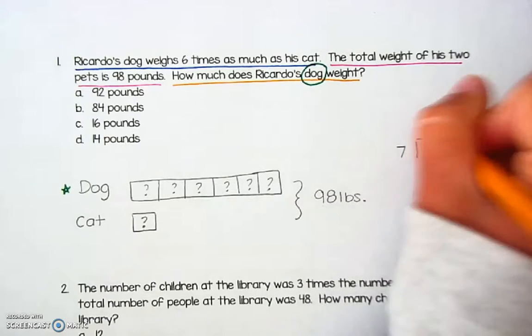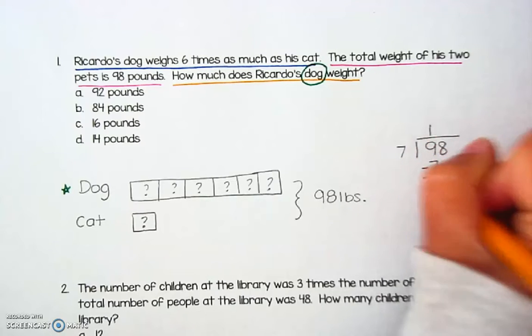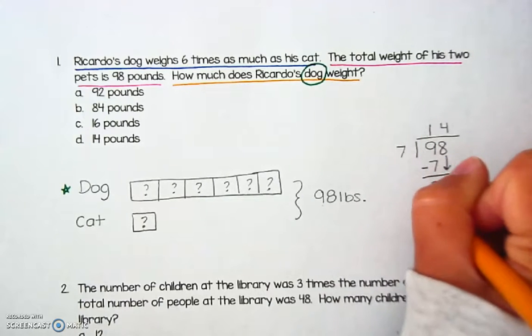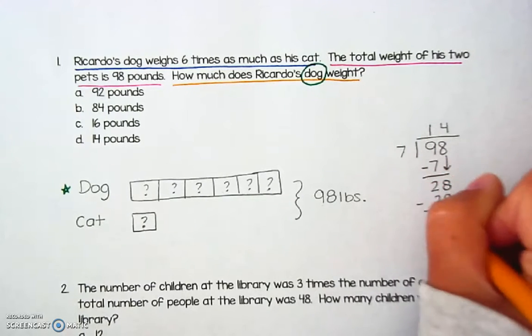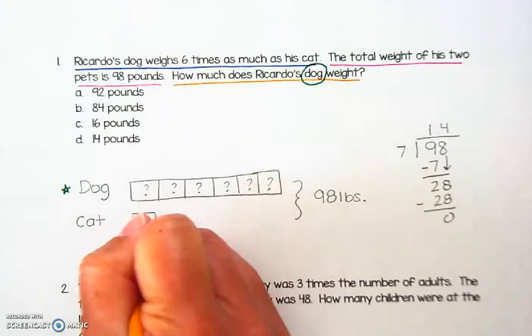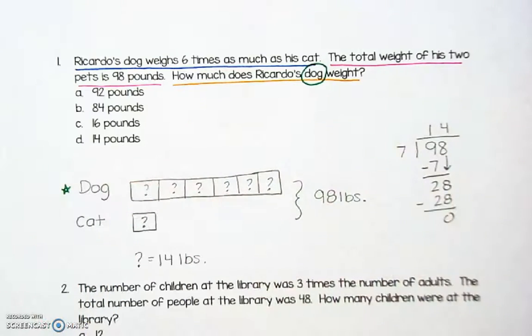7 can fit into 9 one time. One group of 7 is 7. Subtract, I'm left with 2. Bring down the 8. I can make 4 groups of 7 out of 28. That is exactly 28 items, and I'm left with 0. So that means my mystery number equals 14 pounds. So the cat is 14 pounds.